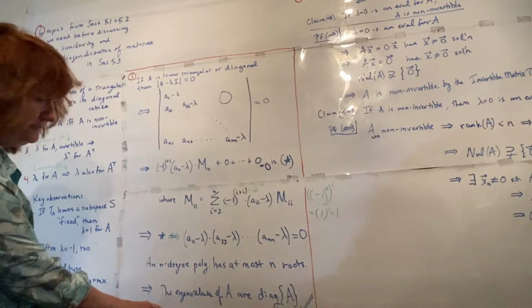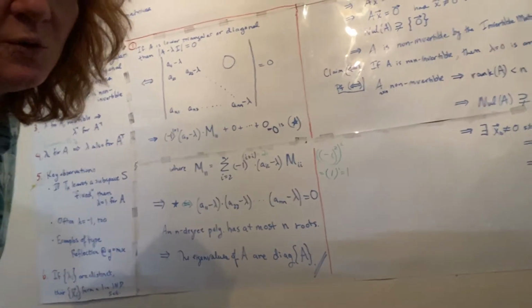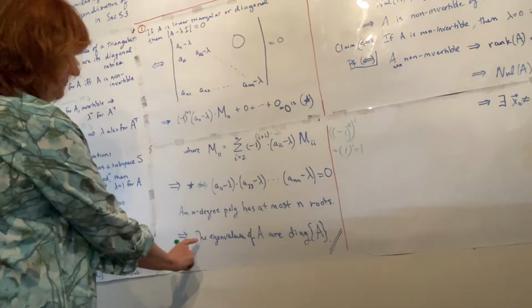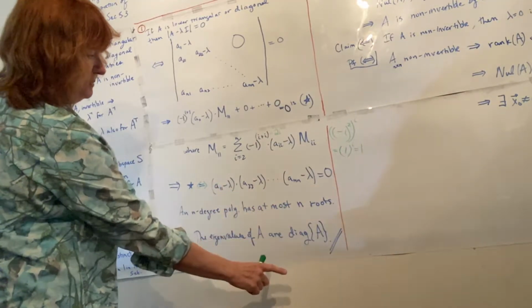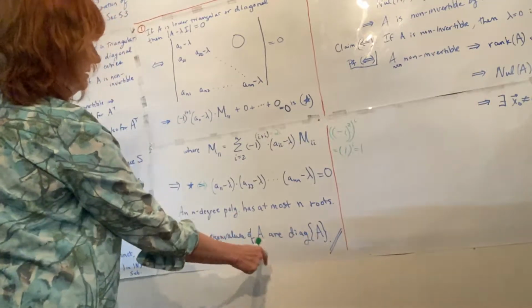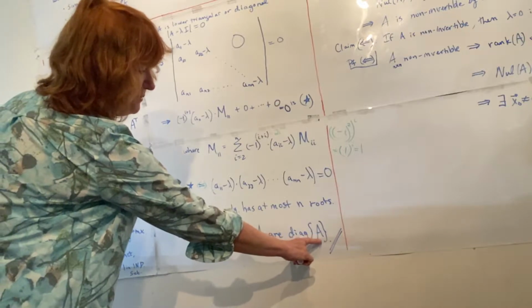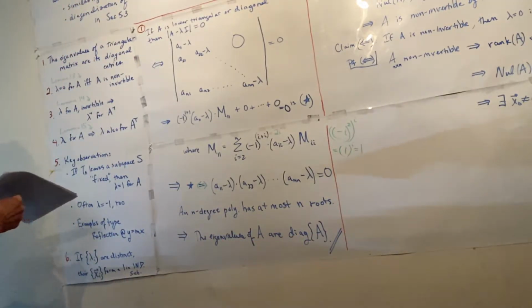Therefore, the eigenvalues of A are exactly those diagonal elements of A, A11, A22. And a way of writing the diagonal elements of a matrix is to use that notation. Okay, so that's our first observation done.